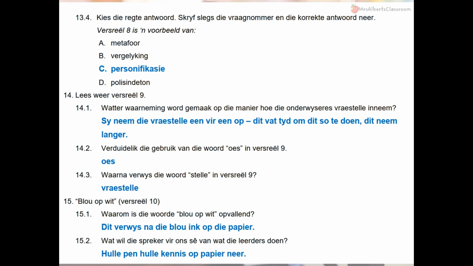So what does the speaker want to tell us about what the learners are doing? They are taking a pen and they are writing their knowledge on paper.